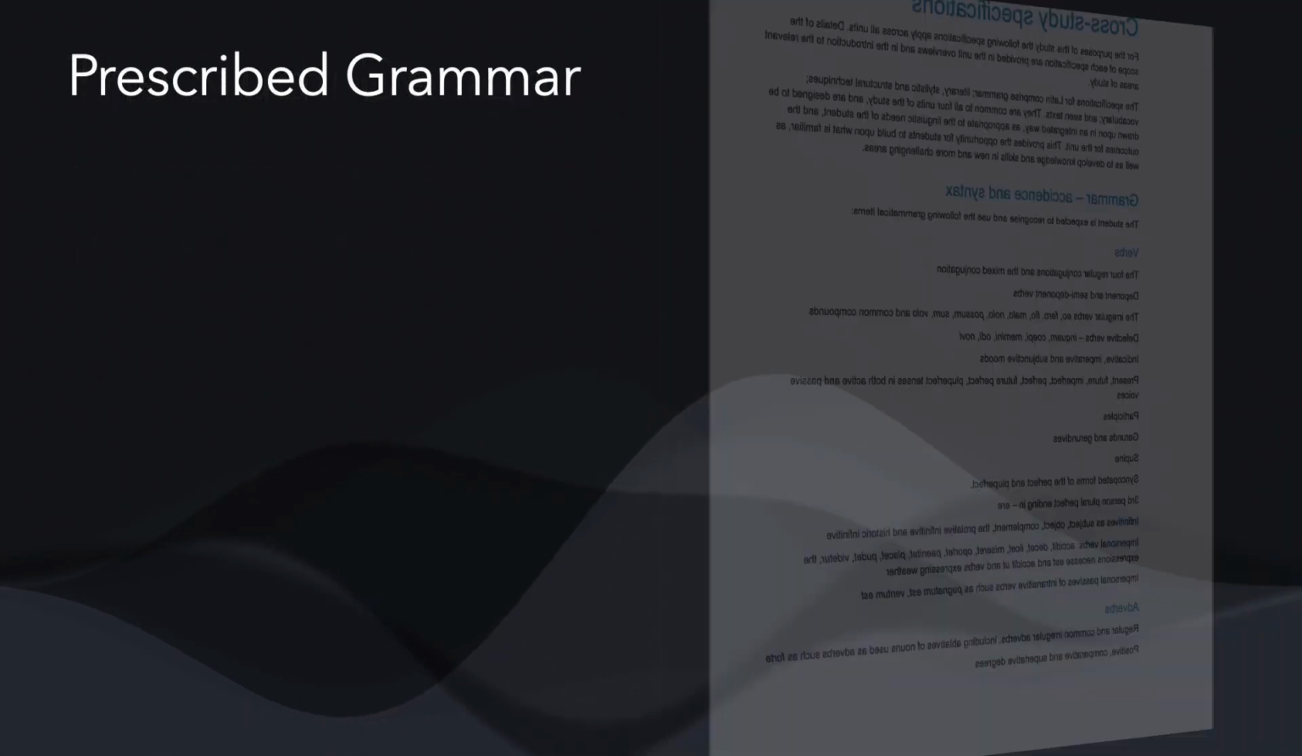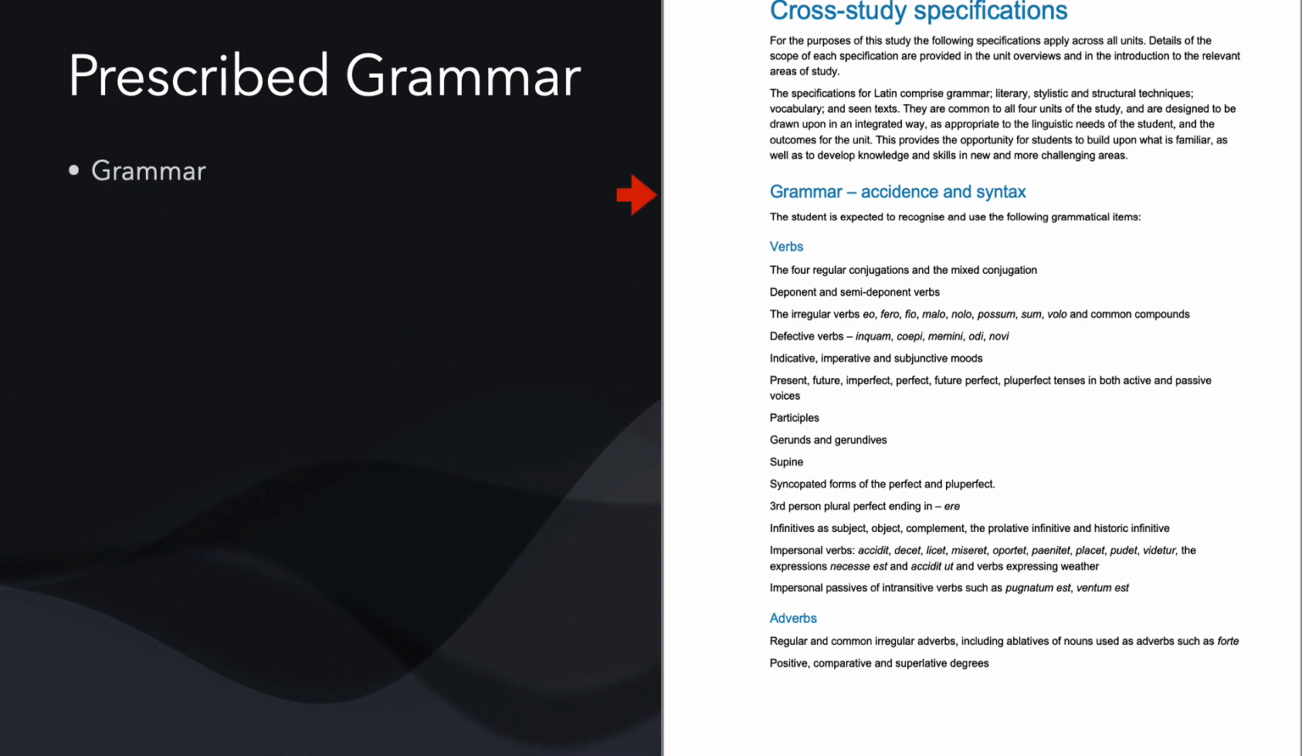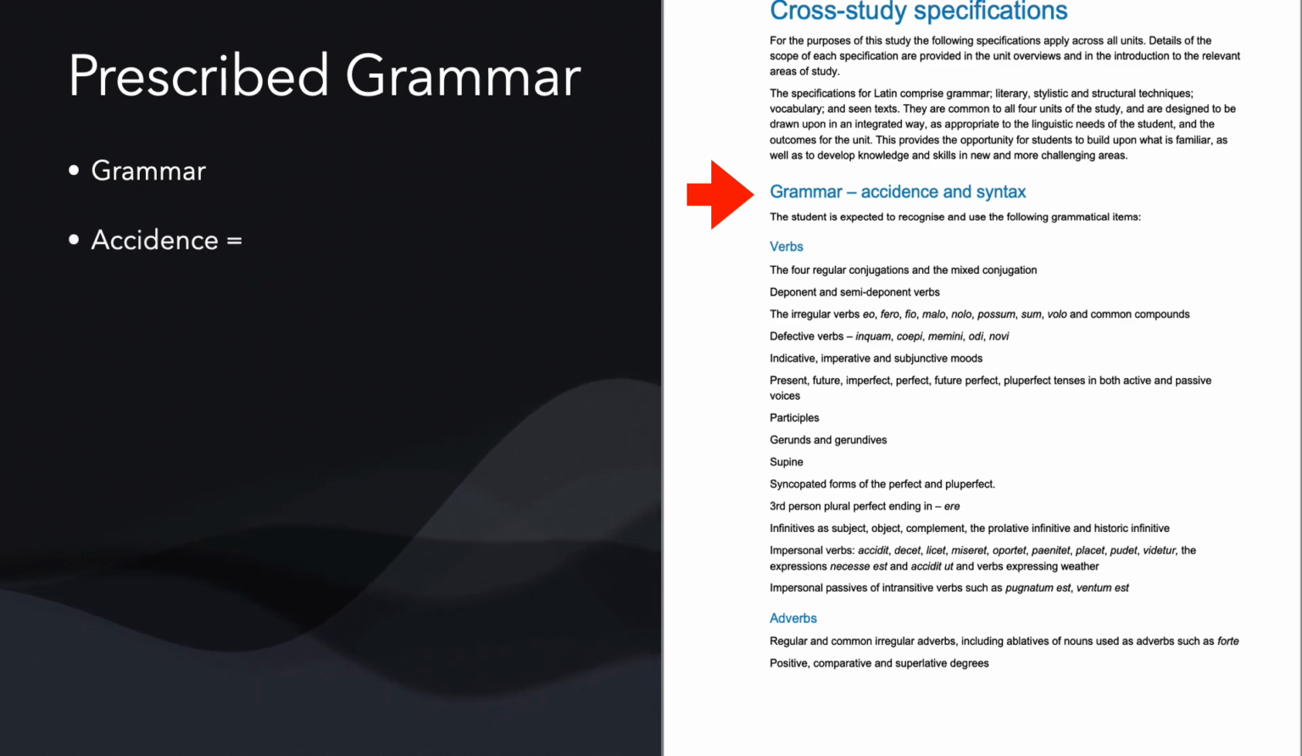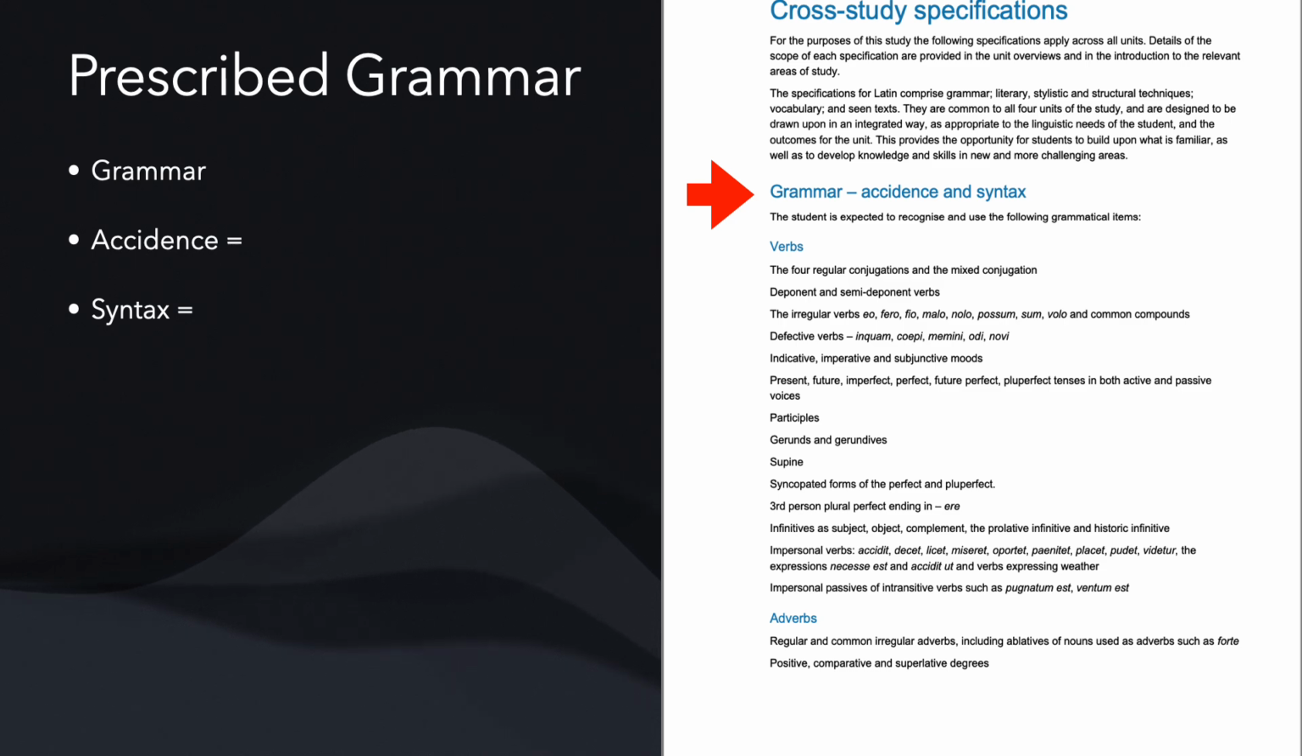If we go to that page, the first thing we find is a section on grammar. This is the big list of all the grammar which you're expected to know. It's broken up into accidence, and accidence just means endings, so tables, and syntax, which is the way the words fit together to make sense in a sentence. So accidence is the tables, and syntax is, if you like, the rules of grammar. Those two together make up the grammar of the language.